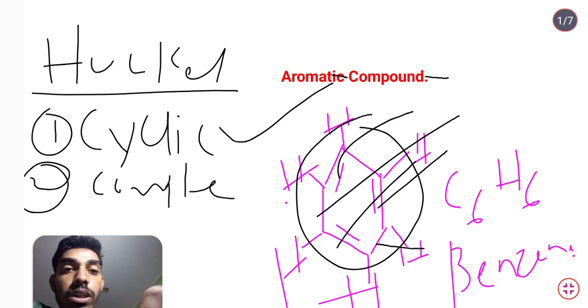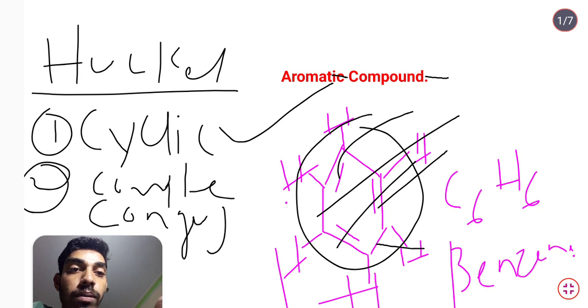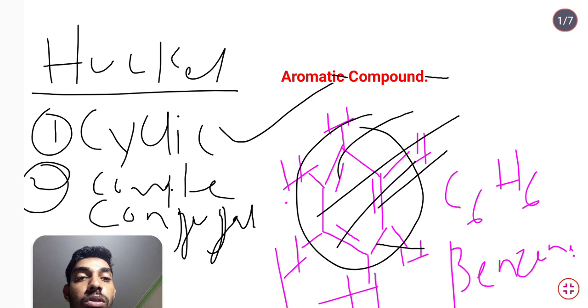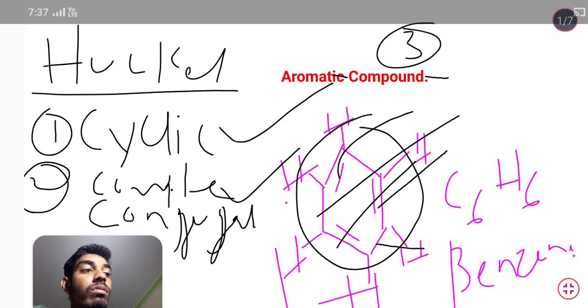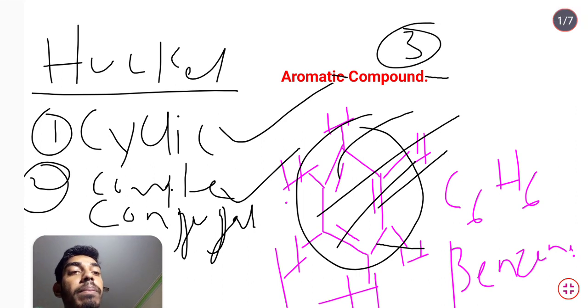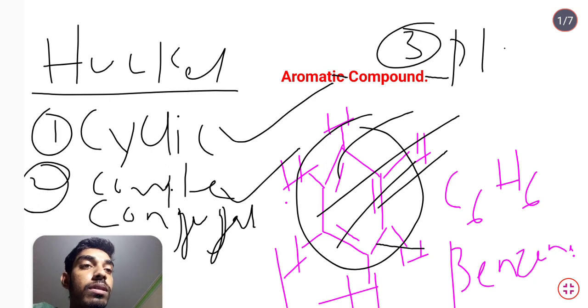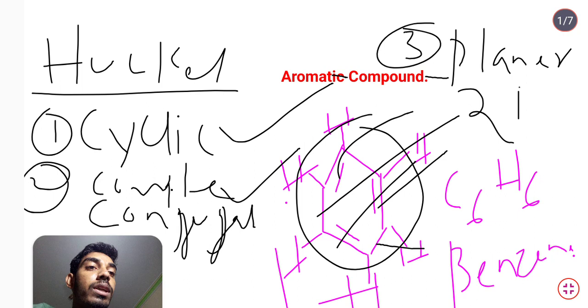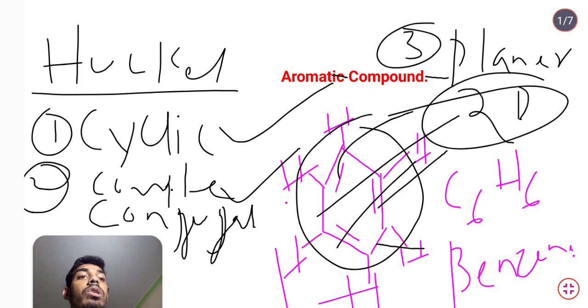Complete conjugation. It follows the second condition, and the third condition is that it must be planar, which means we can say 2D. The structure must be planar.